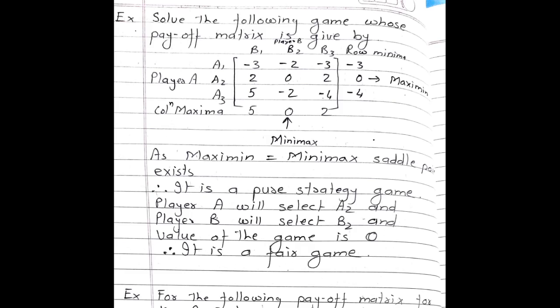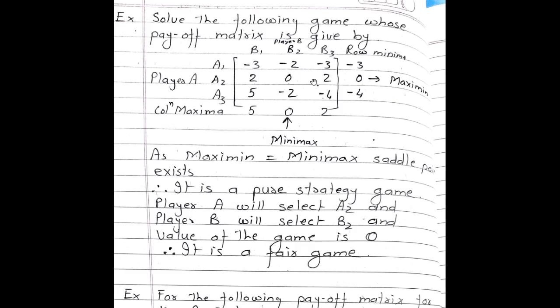See the first example. Solve the following game whose payoff matrix is given. For player A, there are three strategies A1, A2, A3. For player B, there are three strategies B1, B2, B3, and the payoff matrix is given to us. The very first step is to write row minima on the right hand side of the table. -3, -2, -3. Out of these three elements, pick up the minimum element. The minimum element is -3. So we will write -3 in the row minima column.